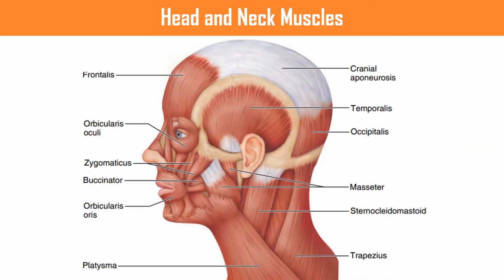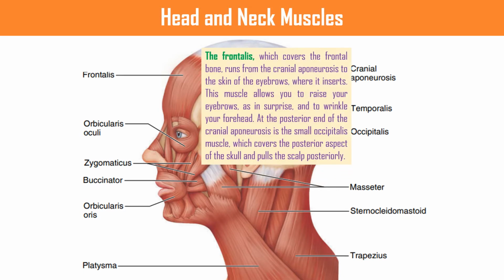Head and neck muscles. The first one is frontalis. The frontalis, which covers the frontal bones, runs from the cranial aponeurosis to the skin of the eyebrow, where it inserts. This muscle allows you to raise your eyebrow as in surprise and to wrinkle your forehead. At the posterior end of the cranial aponeurosis is the small occipitalis muscle, which covers the posterior aspect of the skull and pulls the scalp posteriorly.